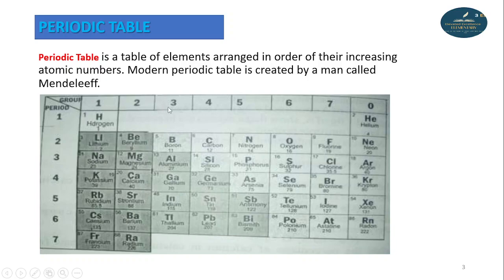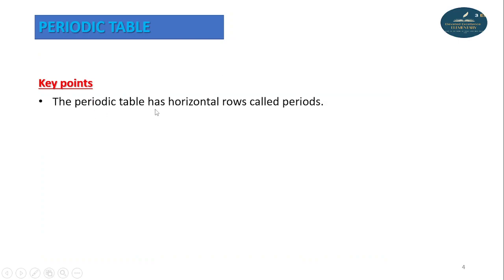We have 1, 2, 3, 4, 5, 6 and 0. For period 1, the elements are hydrogen and helium. For period 2, they are lithium, beryllium, boron, carbon, because the periods are horizontal rows. For period 3, we have sodium, magnesium, aluminium, silicon, phosphorus, and others. For period 4, that's how you can determine it. So the periodic table has horizontal rows called periods.